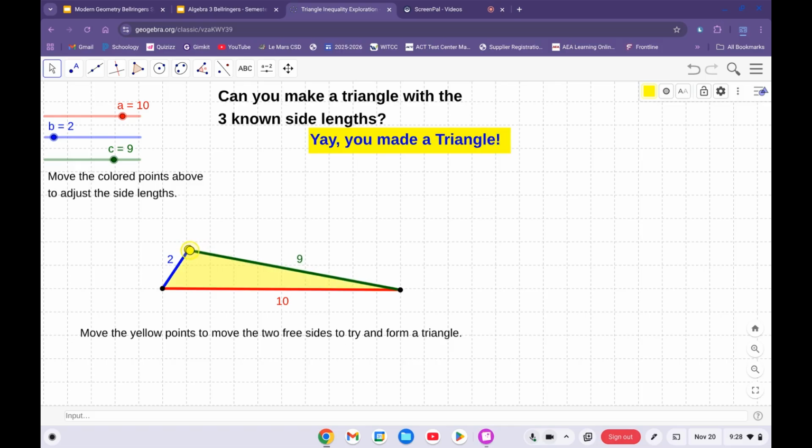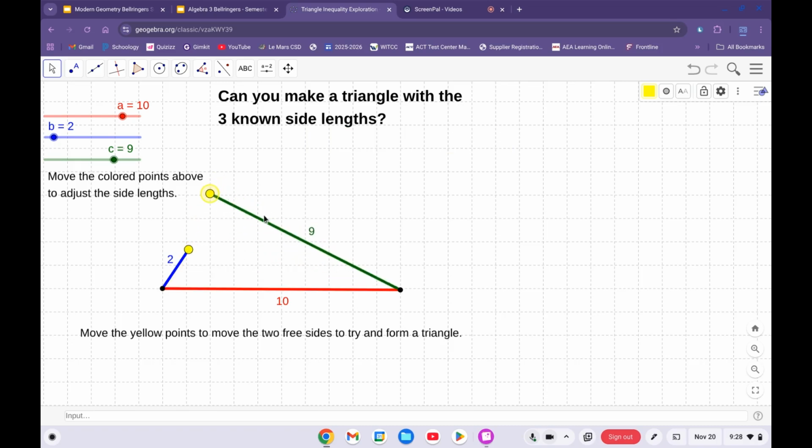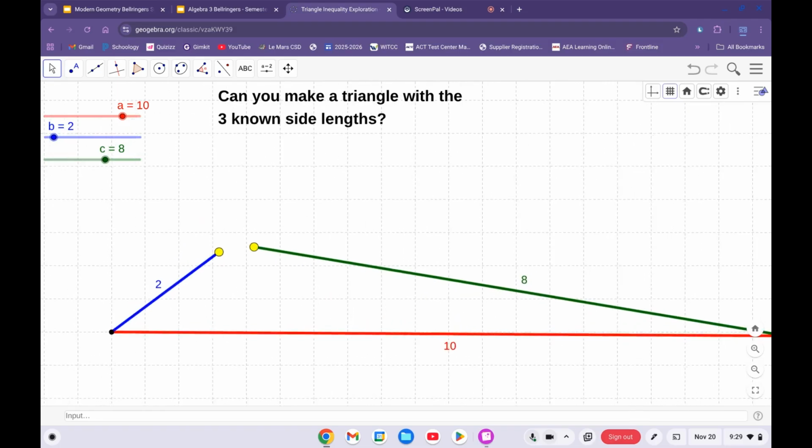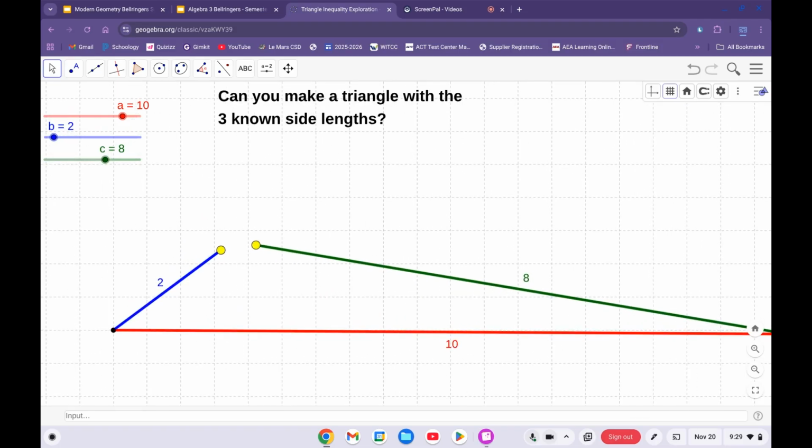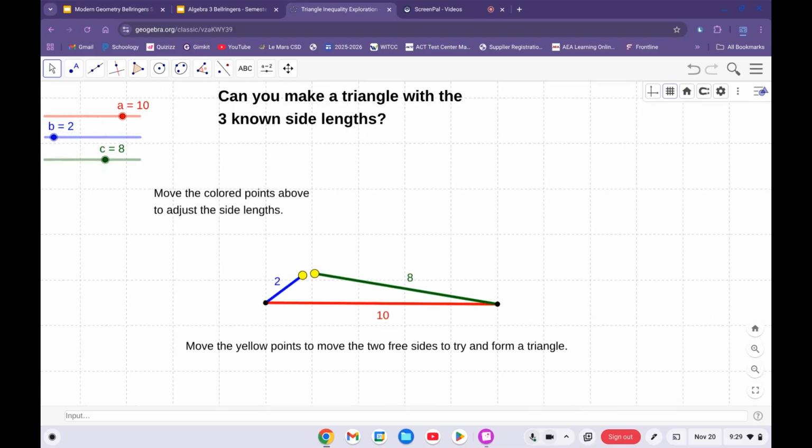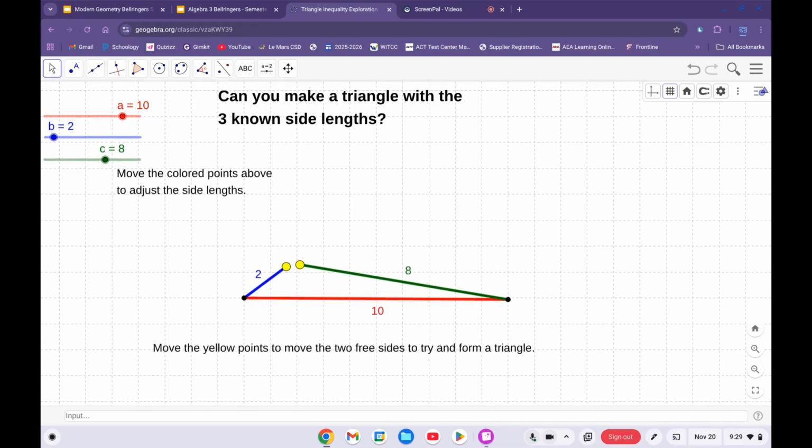Can you give me a new number for that 9? Can it be bigger or smaller here? 8? Will 8 still make a triangle? No? Man, they're really close though. Look how close those are. But if I zoom in, do you see how there's really a lot of space in between those sides? When I zoom out, they look pretty close.